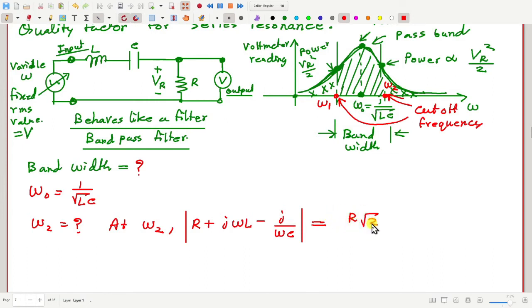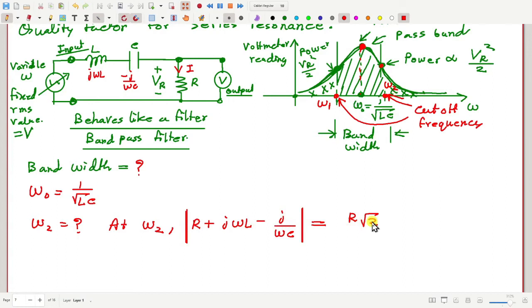Because at the central point, at this frequency, how much is the total impedance? Just R, because j omega L and minus j by omega C cancel each other. So at omega naught, the impedance is R. Therefore at omega 2, the impedance should be R root 2, because then the current flowing here will be 1 by root 2 times the maximum current, and then the power will be half of the maximum power. So this magnitude should be R root 2.